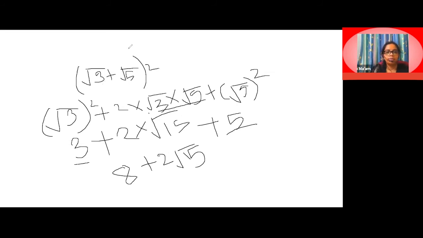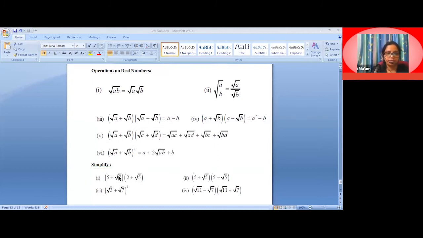Now I have some problems. You have to solve those problems. First take a screenshot and try to solve them. Can you see this? These are the problems you have to solve. In one bracket you will have 5 plus root 7 and in the other bracket you will have 2 plus root 7. First take a screenshot so that I can give more problems regarding this.